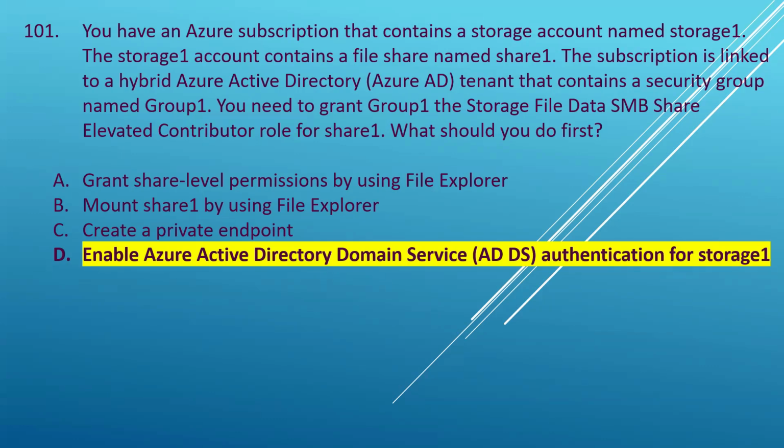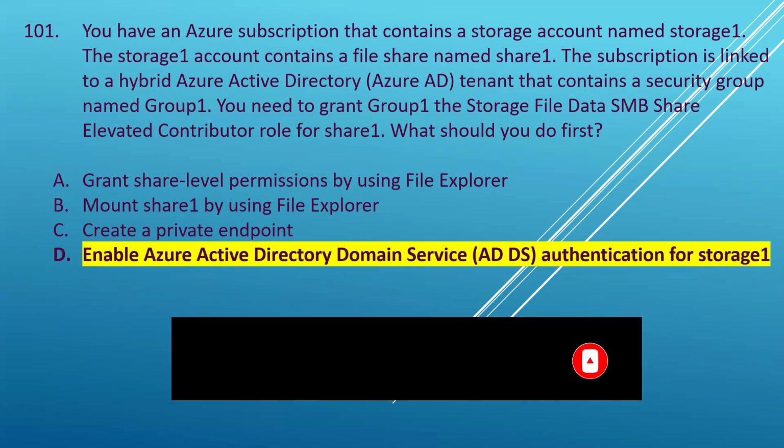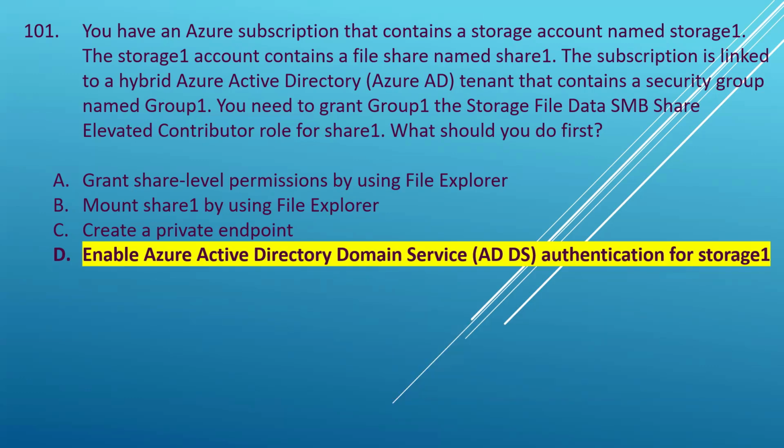The other options, grant share level permissions by using File Explorer or mount Share1 by using File Explorer, are related to configuring access from client machines, but do not grant RBAC roles. Creating a private endpoint is important for network security, but does not directly grant RBAC roles either, which is why the other three options are not correct in this case.